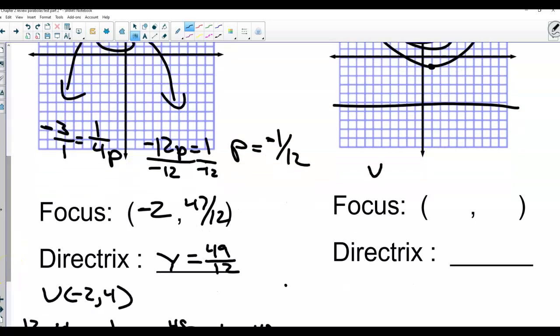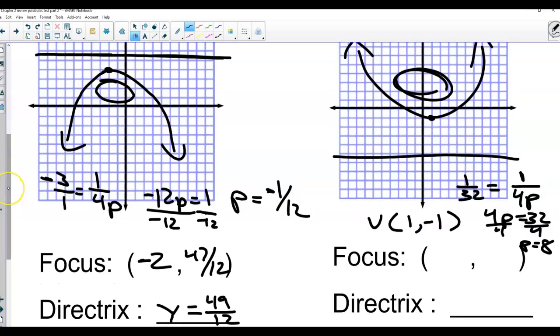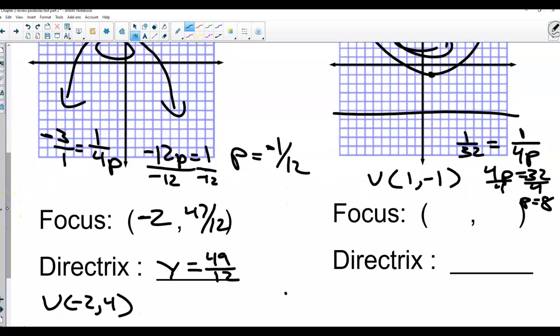So once again, my vertex is 1, -1. My a term is 1/32, and that equals 1/4p. Cross multiply, 4p equals 32. Divide by 4, divide by 4, my p equals 8. Since my focus has got to be inside the parabola, we're going up. It's my y coordinate of my vertex plus 8. -1 plus 8 is 7.